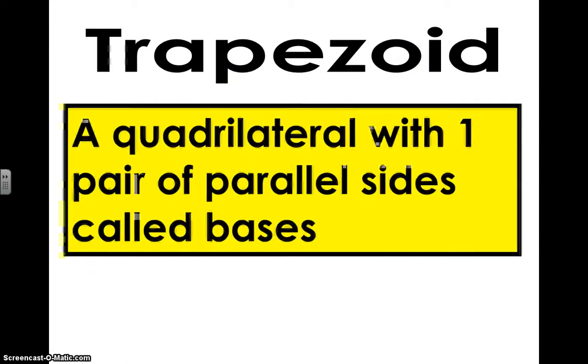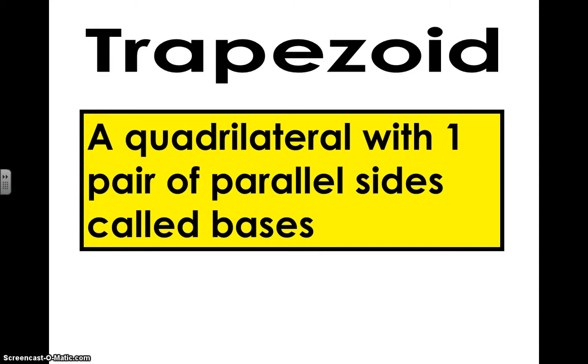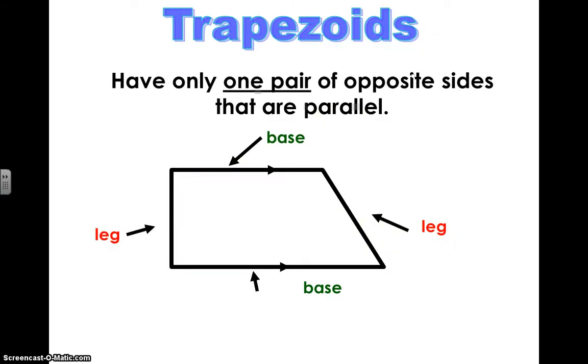Now, a trapezoid. A trapezoid is a quadrilateral with one pair of parallel sides, and they're called bases. The parallel sides are the bases. If you look at this picture here, you see that the top and the bottom line are both your bases, and the lines that connect the bases are called your legs. So you need to know that term as well. The legs connect the bases, and the legs are never parallel. And that's why they always only have one pair of opposite sides that are parallel.